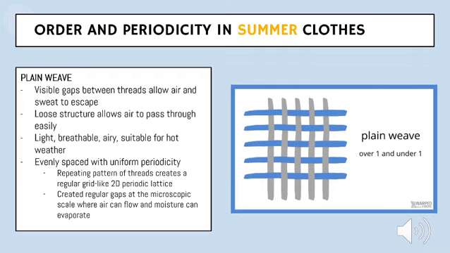Cotton clothes are made out of plain weaves that contain visible gaps between the threads to allow air and sweat to escape. This gives it the loose structure for air to pass through easily, making it light and breathable. These weaves are evenly spaced with uniform periodicity and have a repeating pattern of threads that create a regular grid-like 2D periodic lattice where air can flow and moisture can evaporate.